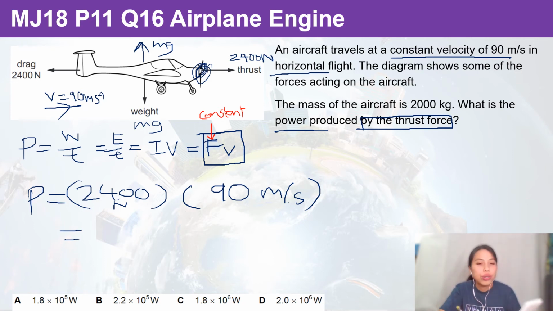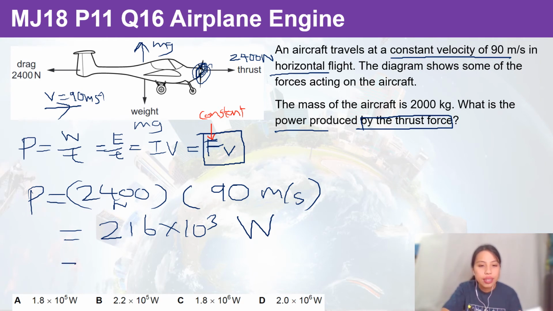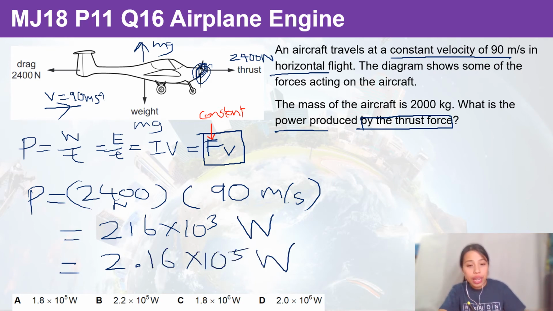Wow, that's a lot of zeros. I'm going to press the ENG button on my calculator to give me a nicer number. I should get about 216 times 10 to the power of 3 watts. Oh no, the answer is in 10 to the power of 5 and 6. Okay, sure, let me do that. 2.16 times 10 to the power of 5 watts. That will be B in this case.